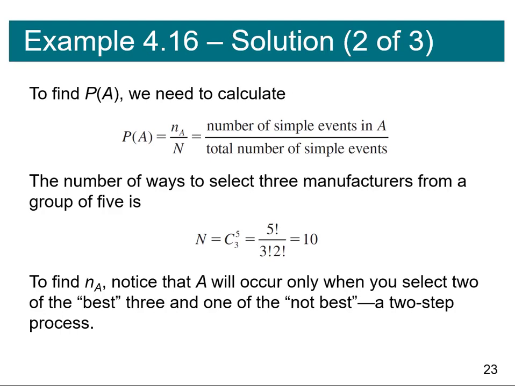So we need n of A and n. n is just like we said, C(5,3), choosing 3 from the 5. That turns out to be 10 if we do the calculations, which we didn't do. Now we need to do n of A. Notice that A will occur only when you select 2 of the best 3 and 1 of the not best. They're calling that a 2-step process, and so we're going to need the MN rule because it's a 2-step process.